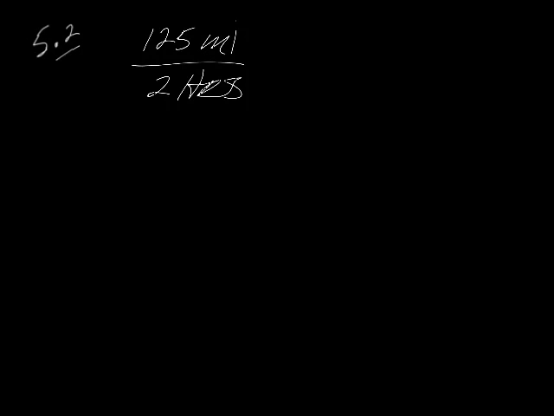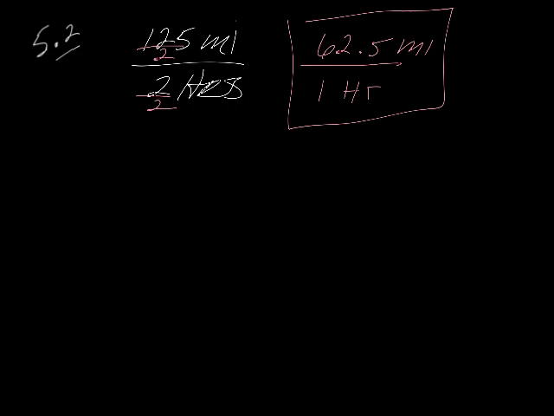Okay, so in order to solve this we need this bottom number, because it's in hours, to change to 1 hour instead of 2. So how do we do that? Well, we divide this by 2, and it turns into a 1. If we do that, then we also have to divide that by 2. So we end up with 1 hour on the bottom, and 125 divided by 2 is 62.5 miles. So that train in 1 hour goes 62.5 miles. In 2 hours, it goes 125 miles.